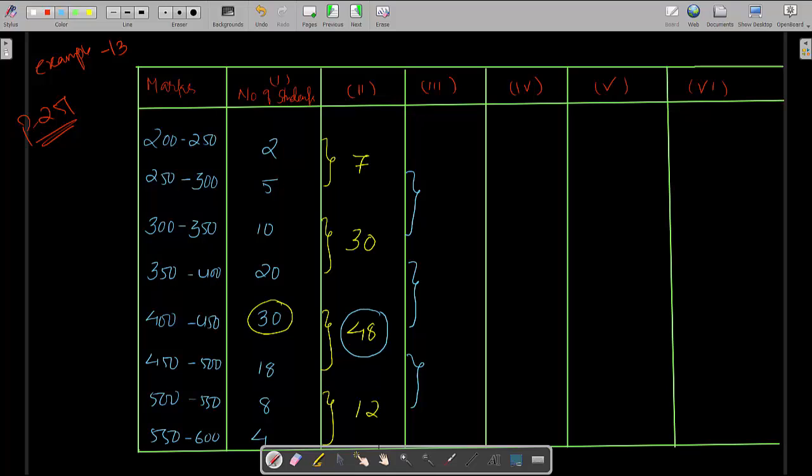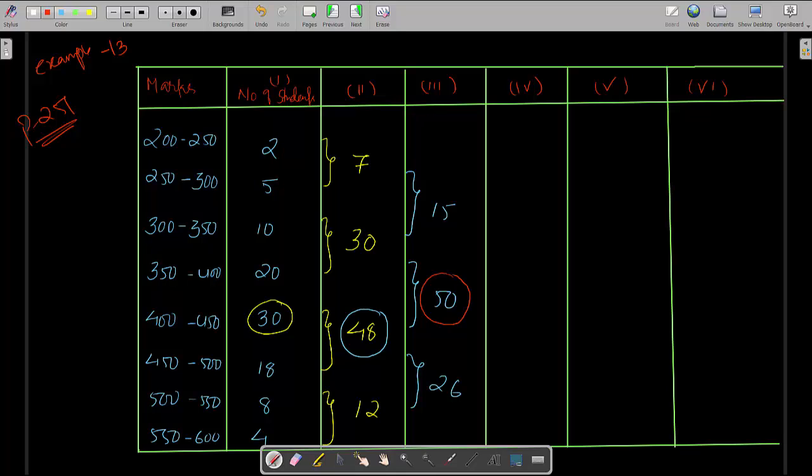So whichever number is left out, you can just leave it like that only. You don't have to worry about that. So now you can add up. 5 plus 10, 15. 20 plus 30, 50. 18 plus 8, 26. Now after doing this one, again, what you have to do, you have to circle the highest frequency. Which one is the highest frequency? 50.